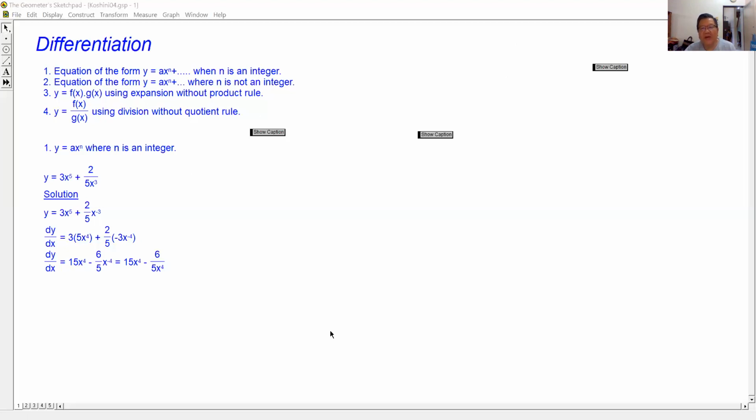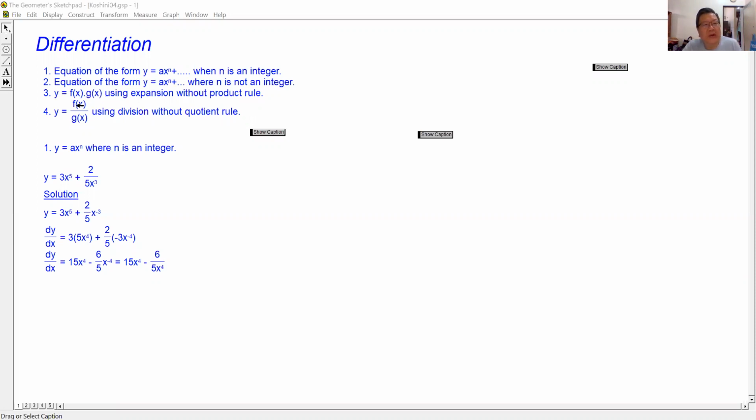Okay, right. So I start off. Well, let me summarize it. So I'm going to show you 4 examples. The first example is our basic integration, whereby the index is an integer. So first example, index is an integer. Second example, the index is not an integer. Then the next one, we have a product of two functions, a very simple product where you do not need to use the product rule.